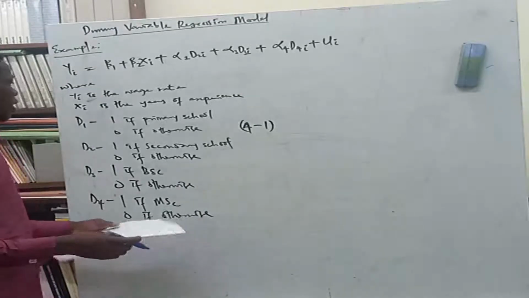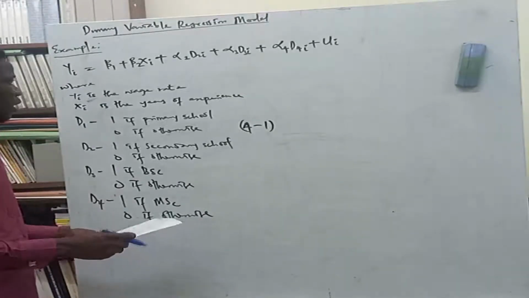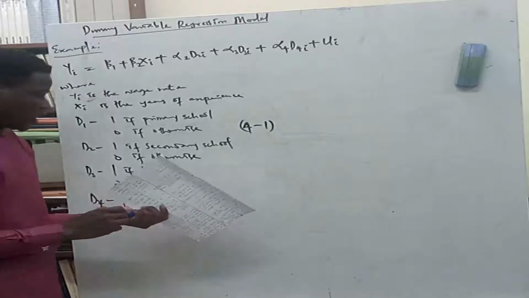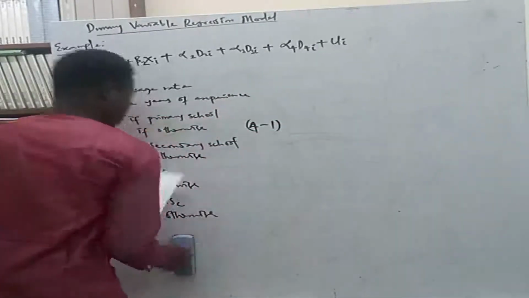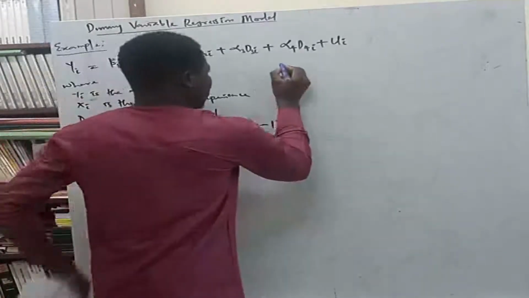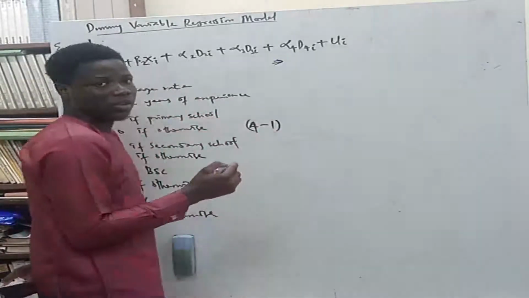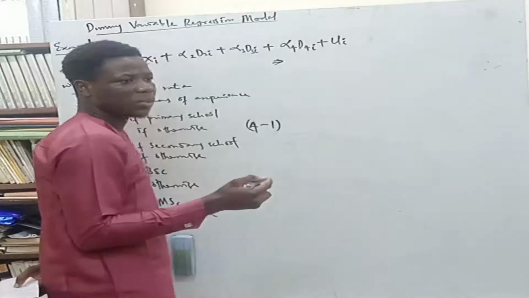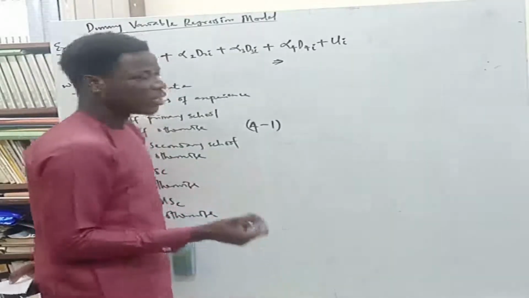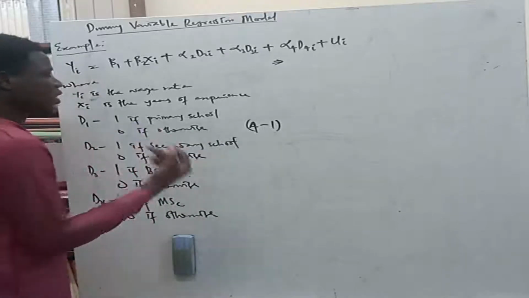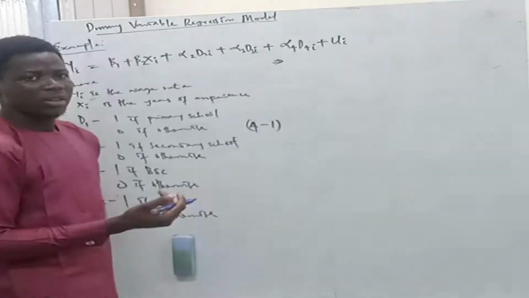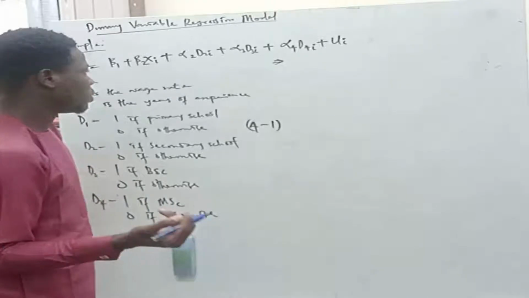The way we interpret it will change, and how will that happen? I'm going to show that to us. So let's start with the interpretation. Now, if you want to know what the wage rate of someone who has just a primary school leaving certificate is, how will you know that?